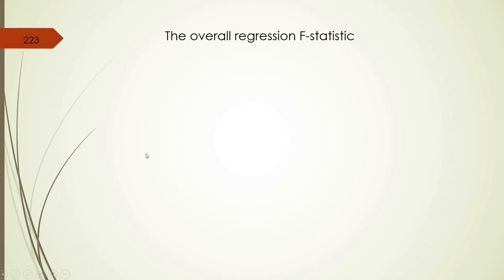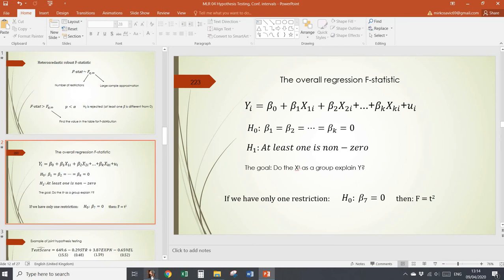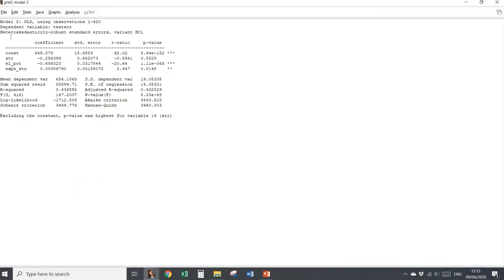So let's talk a little bit more about the overall regression F statistic. It is an F statistic, but this is something different. I will show you in the model where it is. Let's go to model number 2. So this is the model where we have three independent variables. This is the F statistic. This is the p-value for the F statistic. It is not the F statistic that we use for testing joint hypothesis. It is the F statistic for significance of the entire model, of all independent variables as a group.